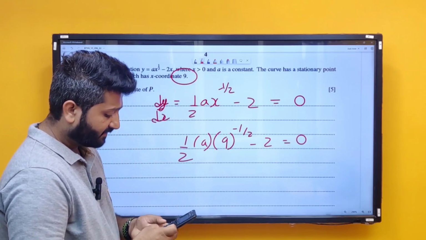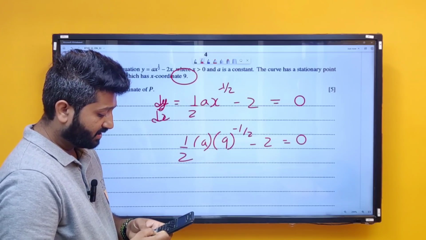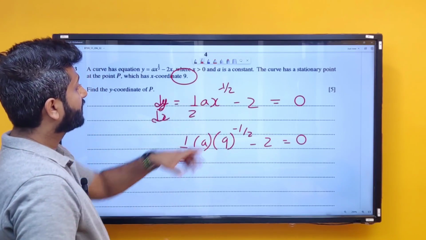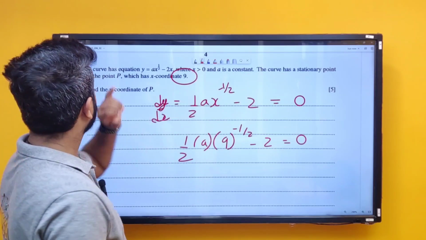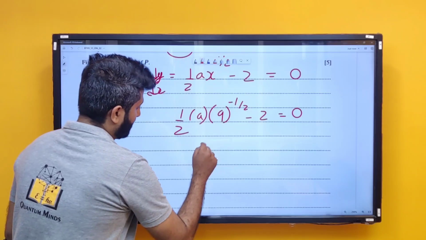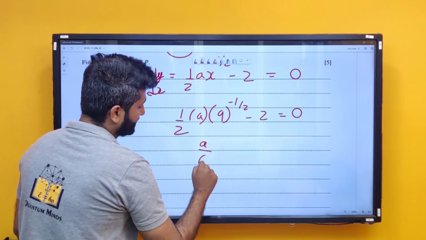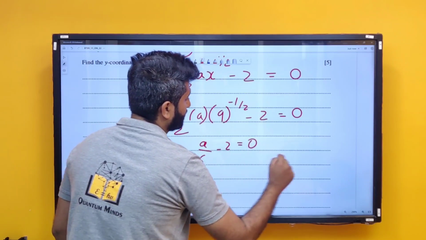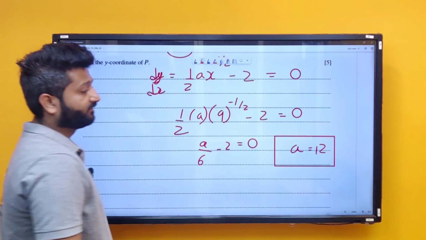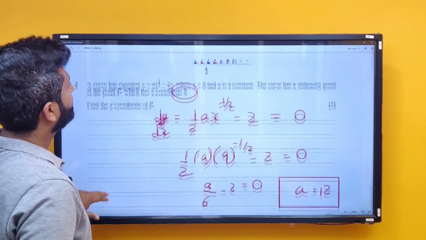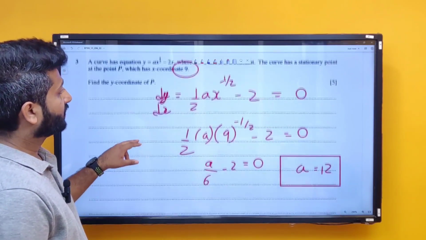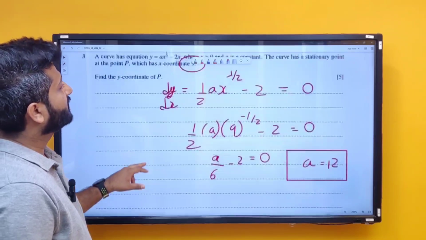So 9 power minus half, if I am not wrong, is 1 by 3. Yes, this is 1 by 3. x is greater than 0 at the stationary point P. So you have a by 6 minus 2 equals 0. So from here I can say my value of a is 12. Have we been given? Yes, a is a constant, where x is greater than 0. So my value of a is 12.